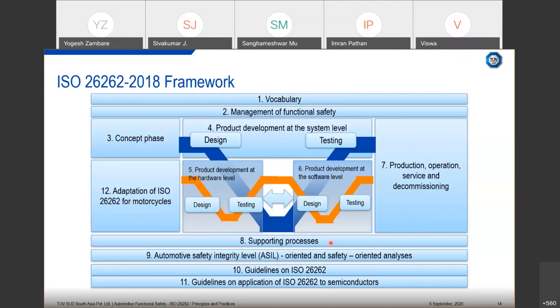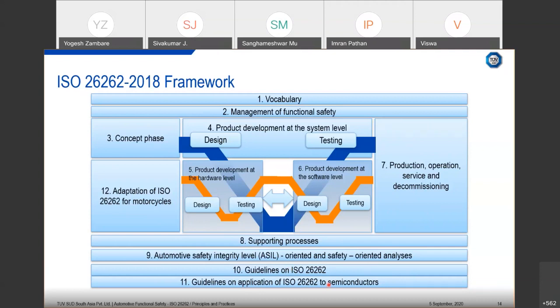Also, in addition to that, there are the new requirements with respect to the T&B vehicles. I mean, the trucks and buses related requirements. And then coming to part 9, it is safety oriented analysis, wherein various safety analyses are explained, and also the ASIL decomposition and aspects and the way of approach are explained. And then part 10 is overall guidelines for ISO 26262, and part 11 is the semiconductor related aspect of it.